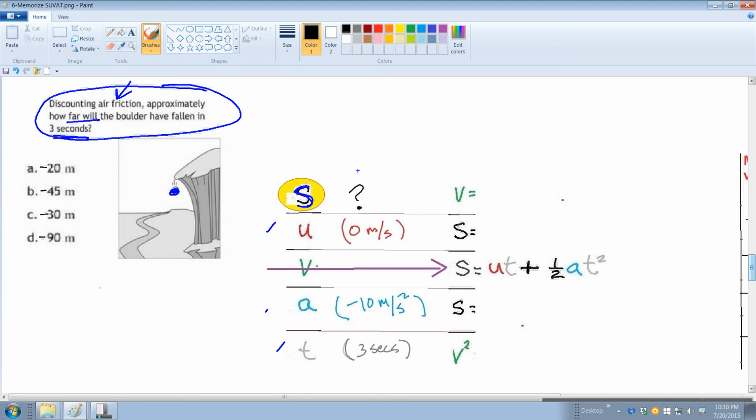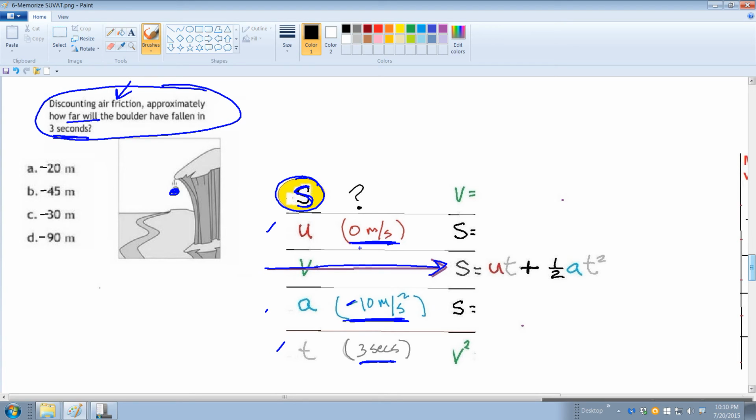So we write SUVAT. Step 2, we fill in our information. We know that it started from initial velocity of 0 meters per second because we just dropped it out of our hand. It's falling under the influence of g-force, which is minus 10 meters per second squared. Watch the sign, and 3 seconds is how long it falls. What do we want to know? We circle it, and then we draw our line through the variable that's left.